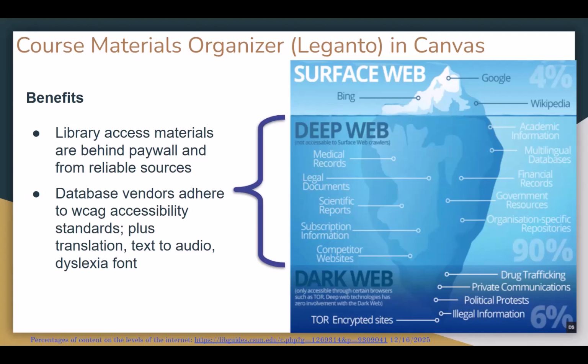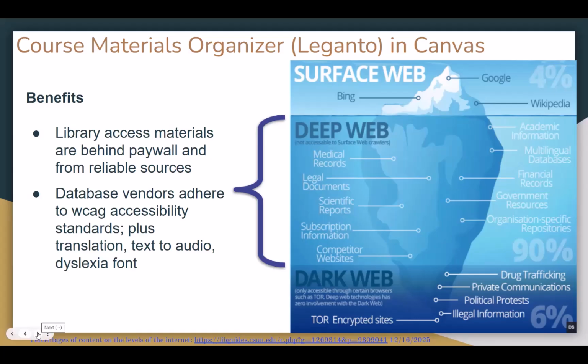Also, all of those things that the library has through our database vendors are already meeting the WCAG accessibility standards. Plus, if you go into things like Gale and EBSCO and ProQuest, and there are quite a few different databases that we have, those articles will have all kinds of additional features. They have translation to hundreds of languages. They have text to audio options. They have dyslexia fonts. You can resize things easily. So those are all accessibility standards, and if you're using library materials, that will make it more accessible both for you and your students.